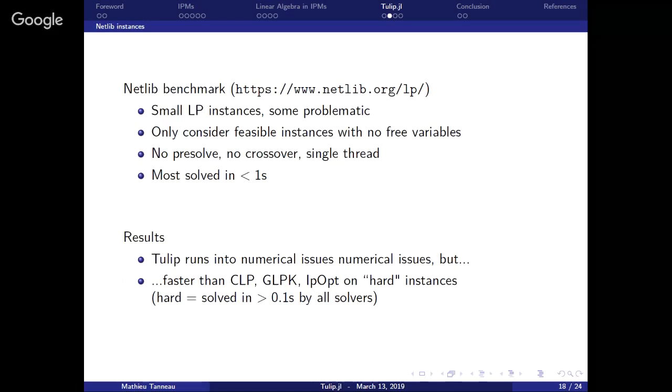Saying this comparison against the interior point. Yeah, it's always a barrier. So barrier, no presolve, no crossover, single thread.